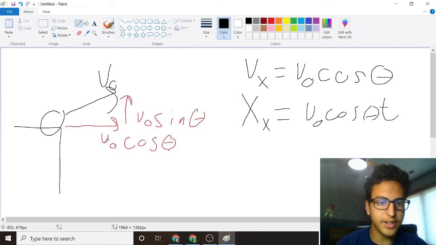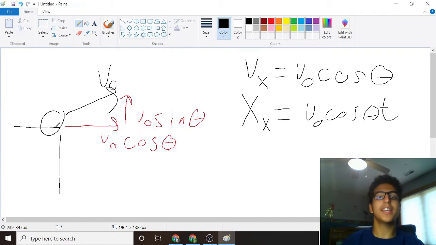Alright, so what's that initial condition? That initial condition is the initial velocity. Or is the initial displacement. So, what's the initial displacement in the x? Well, if we mark the starting point as 0, and everything beyond is positive x, then we see that there is no initial displacement in the x.